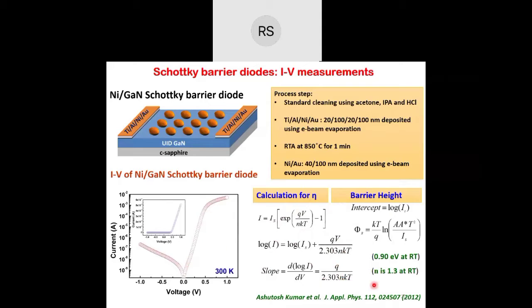Also from the intercept on the y-axis, you can get the IS value, the reverse saturation current, and from the reverse saturation current, you can calculate the barrier height. So you see, we have got a barrier height of 0.9 electron volt, which is a really good value, and an ideality factor of 1.3, which is also a pretty good value for gallium nitride based Schottky barrier diodes.